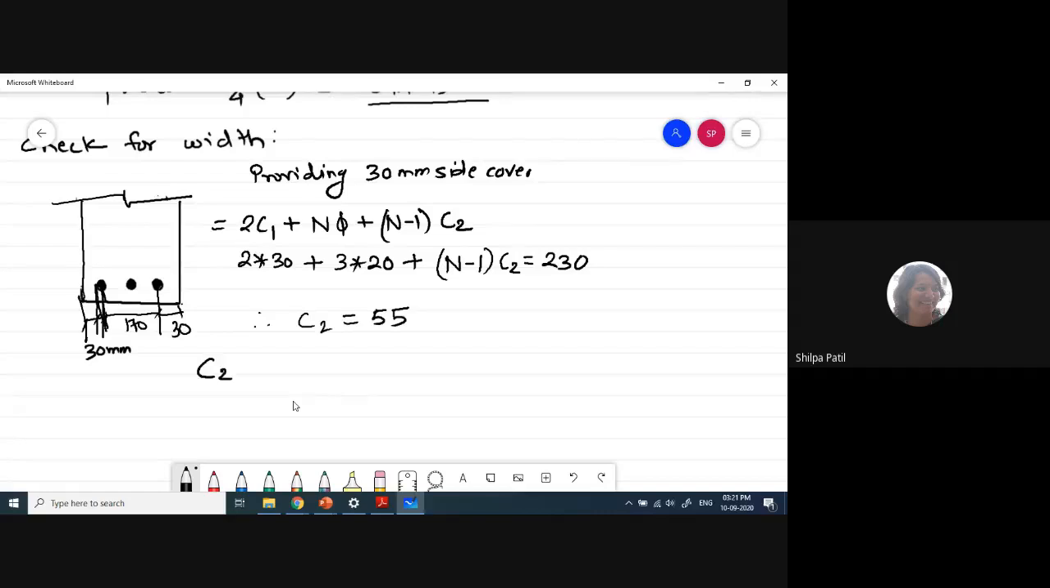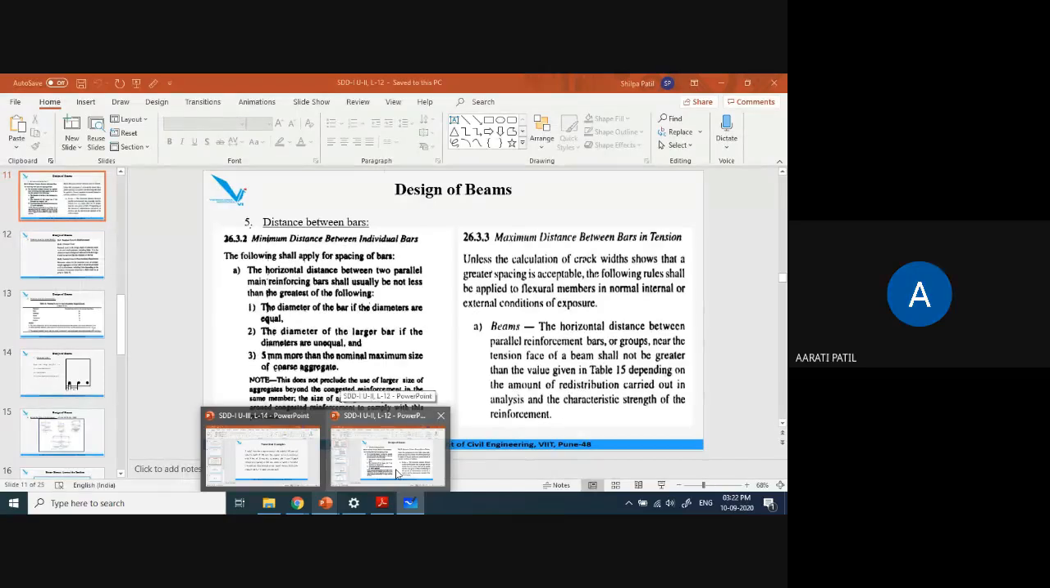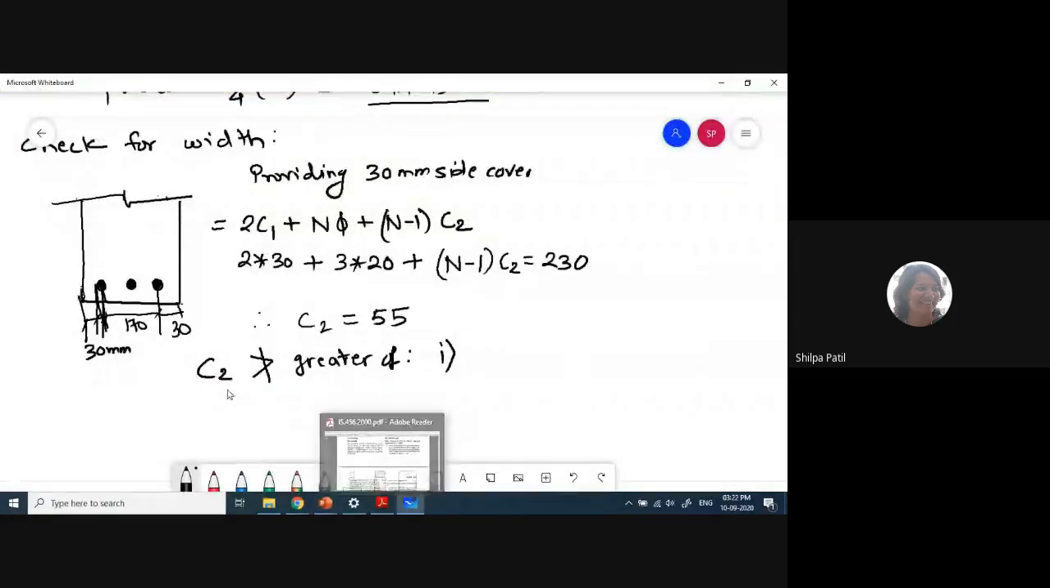C2 should not be less than. Should not be less than, ma'am. Usually, wait, the horizontal distance between two parallel main bars shall usually not be less than. Okay, should not be less than.